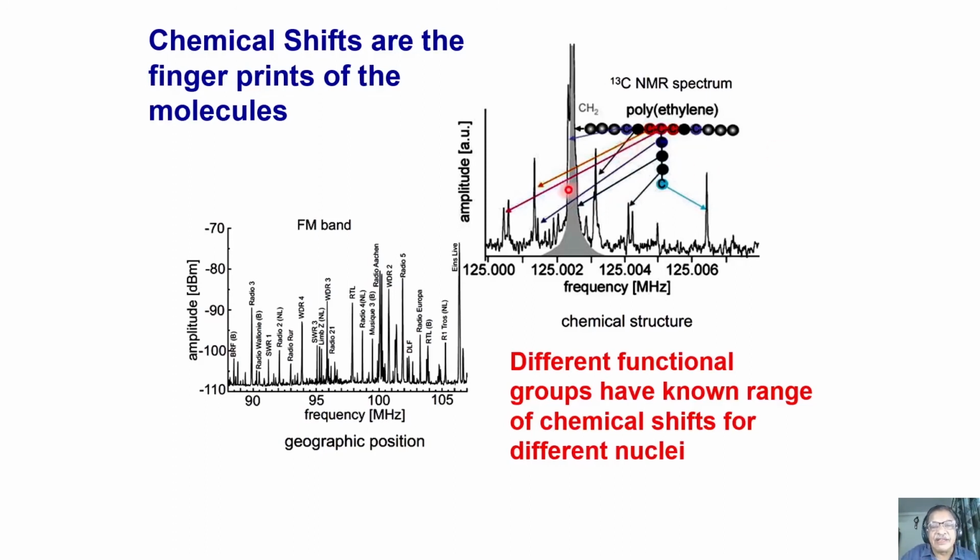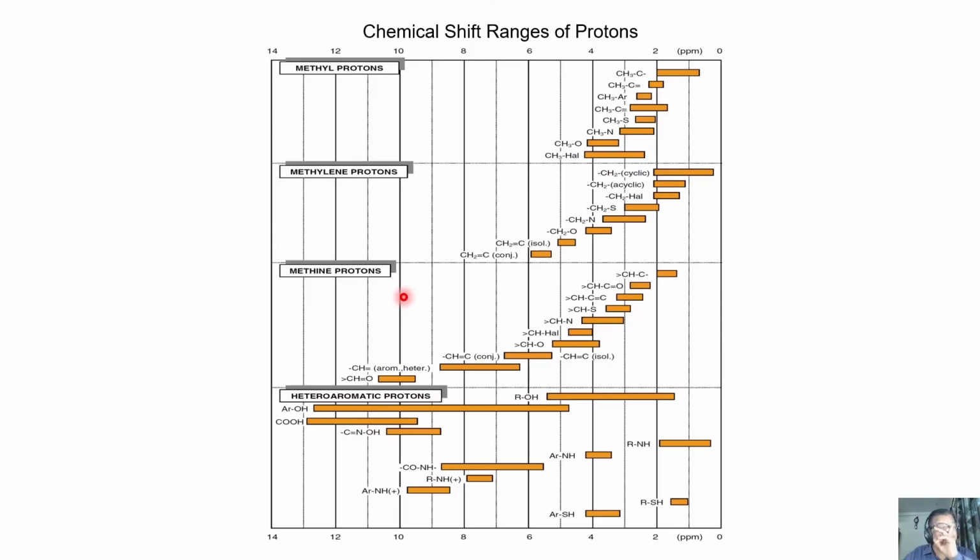This is why we can say the NMR spectrum is like a fingerprint of the molecule. It's like fingerprints, like a radio frequency signal. If there is a frequency here, I know it is a Bangalore station. If there is a frequency here, I know it is a Delhi station. If there is a frequency here, I know it is a Mumbai station, like that. So we can identify the frequencies based on the functional groups. Of course, this is what people have built over the years. There are lots of stalwarts in NMR spectroscopy.